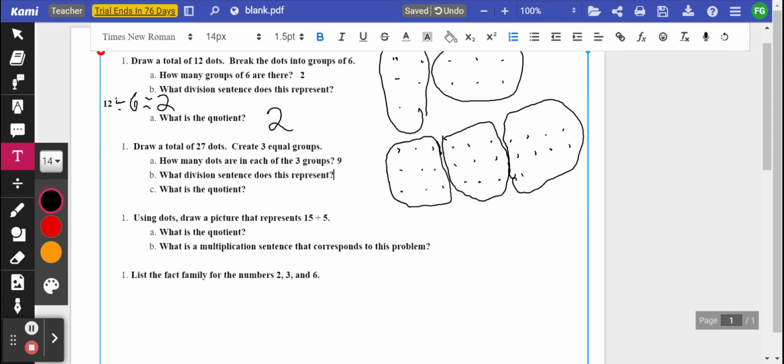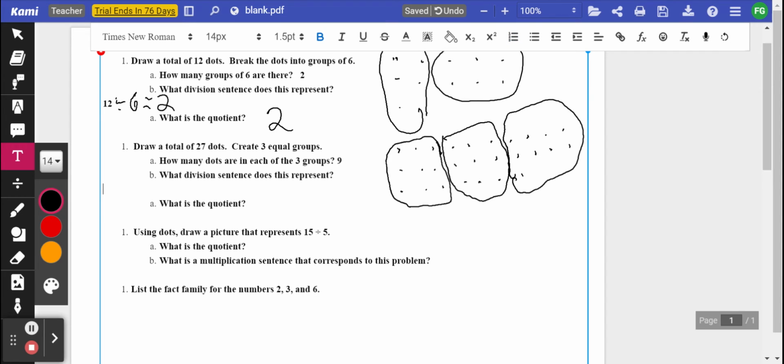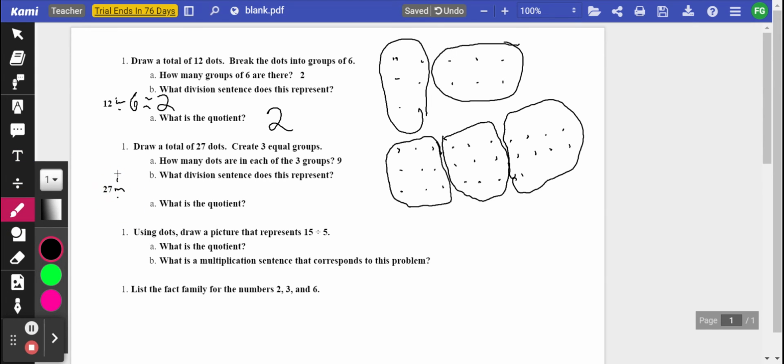What division sentence does that represent? So that represents 27 divided by 3, because it was split into 3 equal groups. 1, 2, 3. And how much is in each of those groups? That was 9. So what is the quotient? So remember, the quotient is the answer to a division problem. So I've got my total of 27 split into 3 equal groups, and there are 9 inside each group.